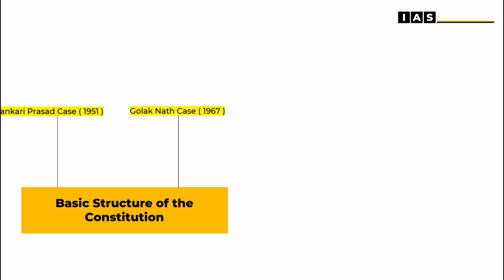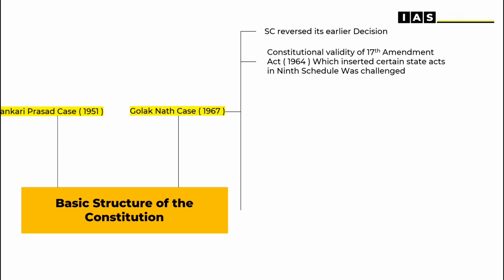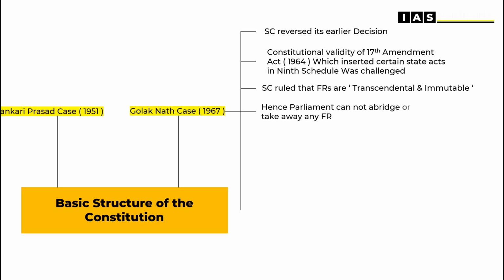In Golaknath case 1967, Supreme Court reversed its earlier decision. In that case, constitutional validity of 17th Amendment Act 1964, which inserted certain states act in 9th schedule, was challenged. Supreme Court ruled that fundamental rights are transcendental and immutable. Hence, Parliament cannot abridge or take away any fundamental right. Constitutional Amendment Act is also law within meaning of Article 13 of the Indian Constitution.